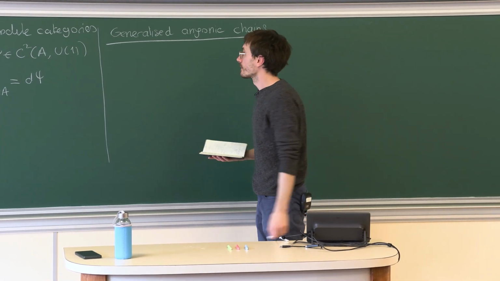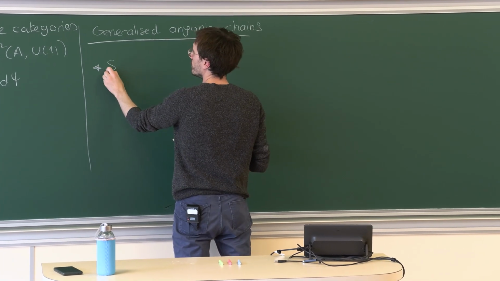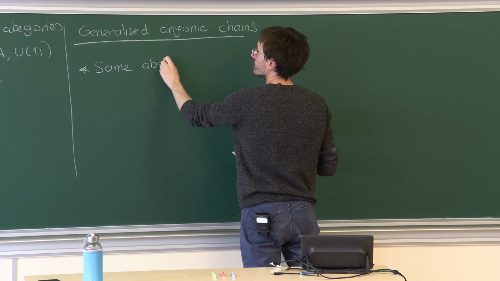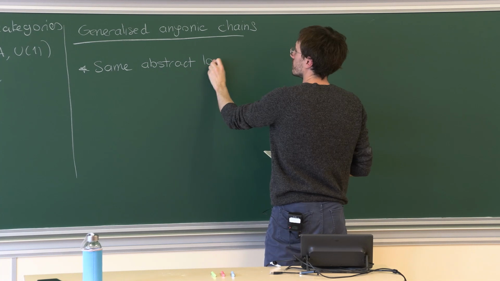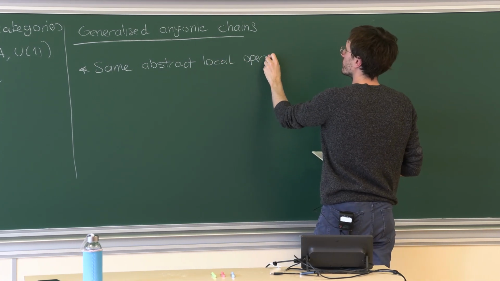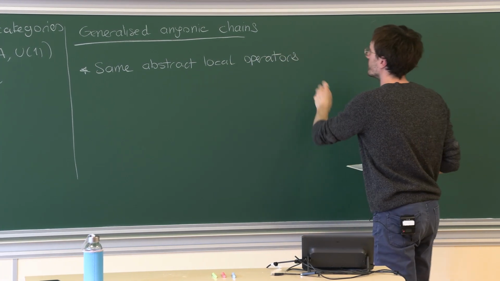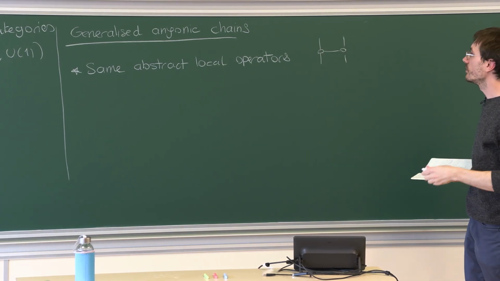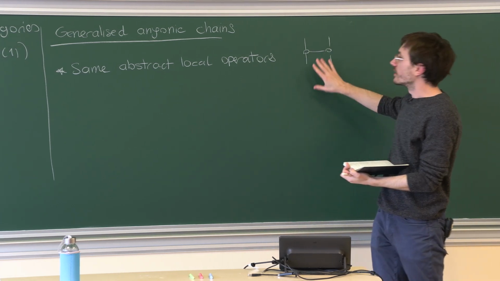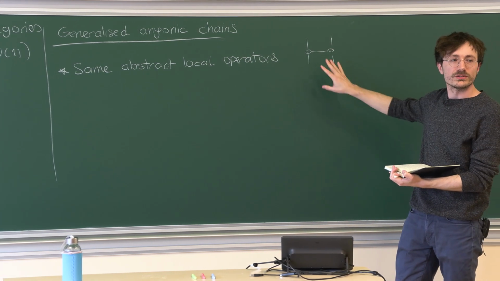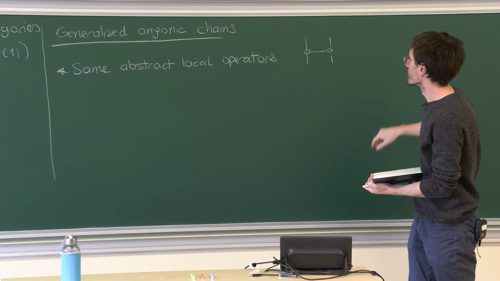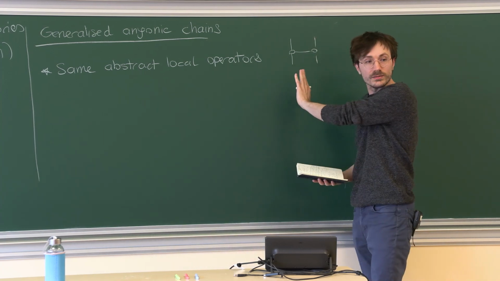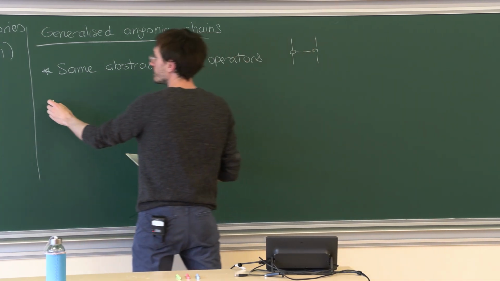Okay, so the generalized anyonic chains. The idea is quite simple. The first thing we're going to do is keep the exact same abstract local operators from last time. I call abstract local operators these operators that I defined graphically, with diagrams of this form, taking superpositions of diagrams of this form, but abstract in the sense that until I specify the way they act on the Hilbert space, you cannot write them explicitly as matrices. Before you specify the action, you don't really know exactly how they act. But these are exactly the same thing. The only thing we're going to change is the Hilbert space.